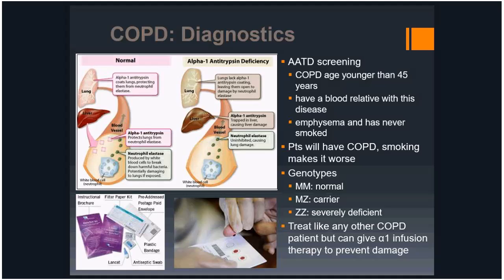When it comes to the genetic genotypes that you see, you have the MM genotype, which means that it's normal, the MZ genotype, which means they are a carrier, and then the ZZ genotype, which indicates that they have severe deficiency of alpha 1. In patients that have this deficiency, you treat them just like any other patient with COPD. The only difference is that they would actually get infusion therapy to prevent damage.